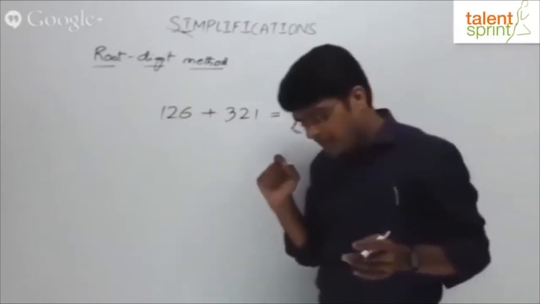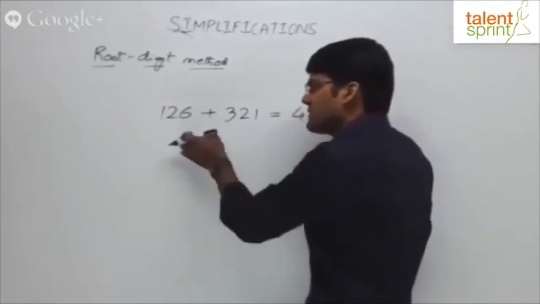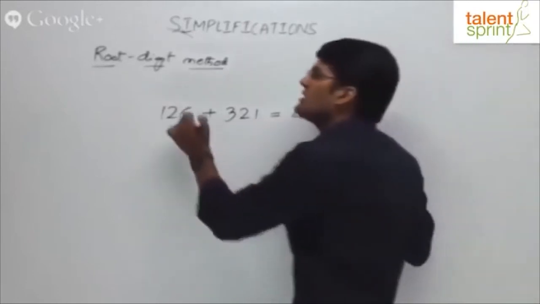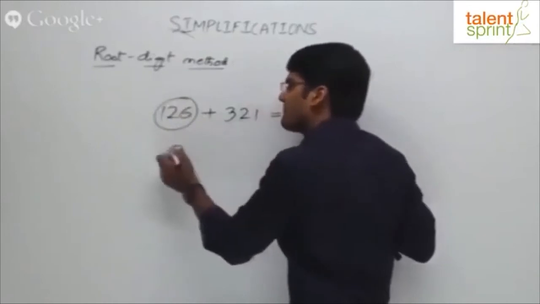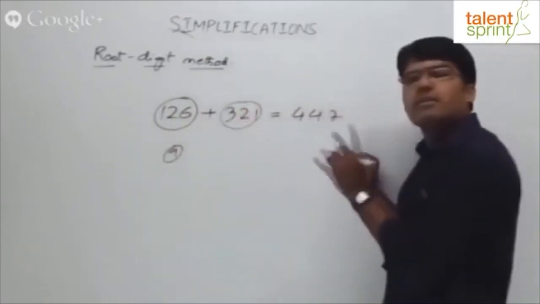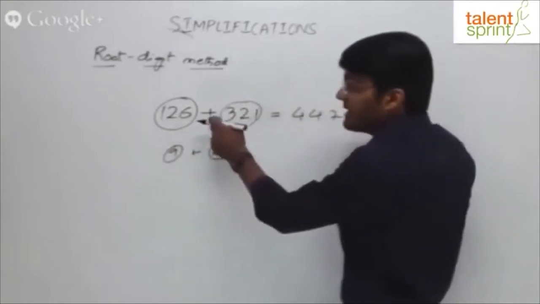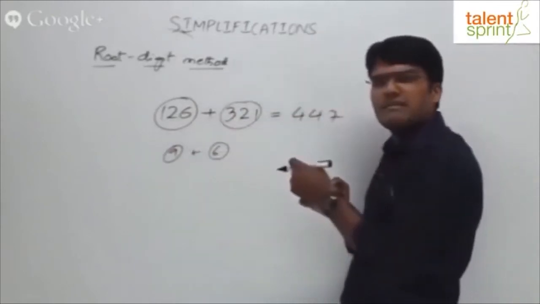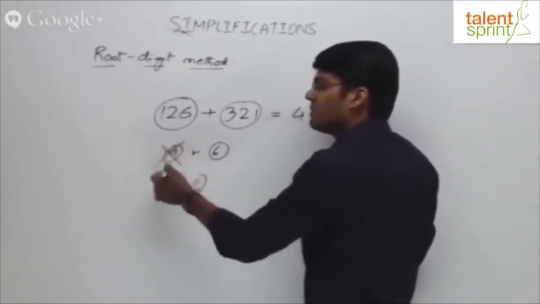Now, as per Vedic mathematics, or as per the digital root concept, let's find out the root digits of these numbers first. What is the root digit of 126? 1 plus 2, 3, 3 plus 6, 9. This is 9. What is the root digit of 321? 3 plus 2, 5, 5 plus 1, 6. Now add, because here it is addition, we are adding 9 plus 6, 15. 15, what is the root digit? 6. Or as I mentioned, you don't have to worry about 9 there.